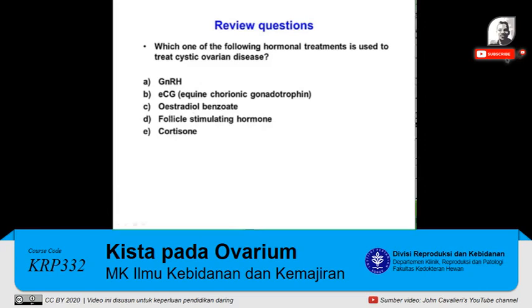FSH, we've already talked about, wouldn't generally be used for cystic ovarian disease, because it's going to increase follicular development, and what we want to do is induce ovulation. Cortisone is inhibitory of luteinizing hormone, so it wouldn't be wise to administer cortisone.